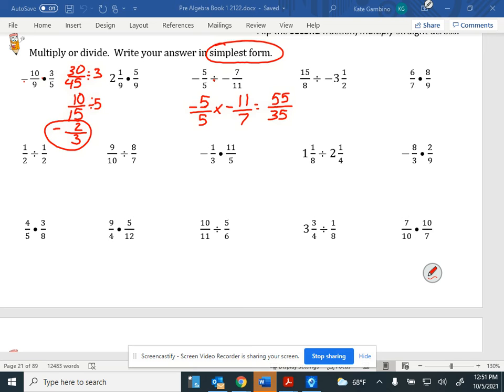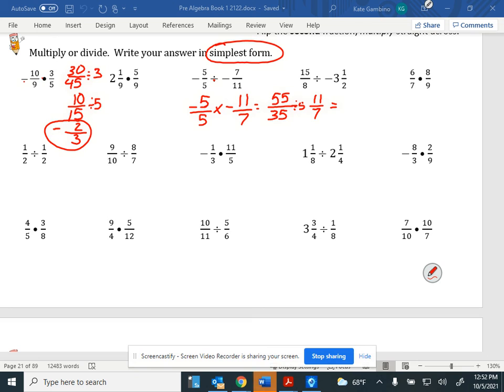What can I divide out of 55 and 35? 5. So 55 divided by 5 is 11. 35 divided by 5 is 7. Is it going to be a positive or a negative? Well, first, I'm not going to leave it at 11/7. That's improper. Miss Dodson does not want improper. How can I make that proper?